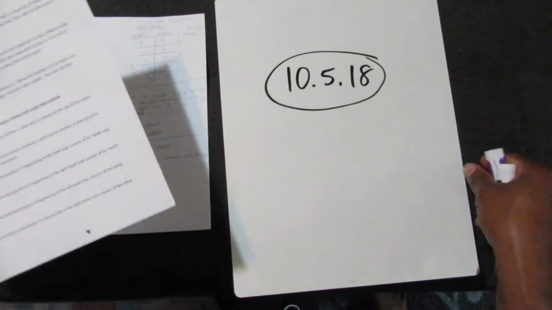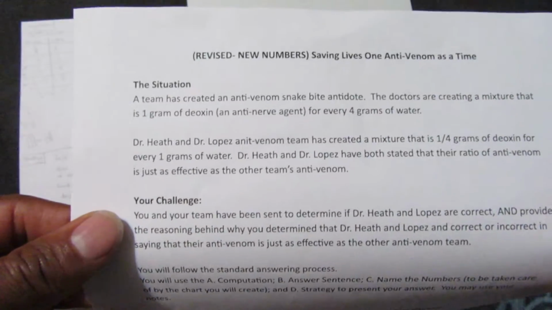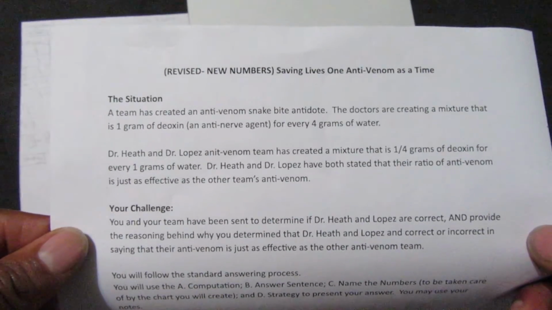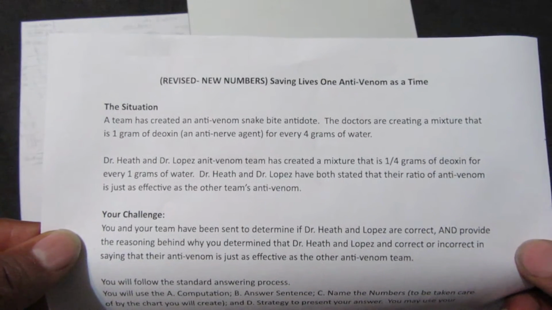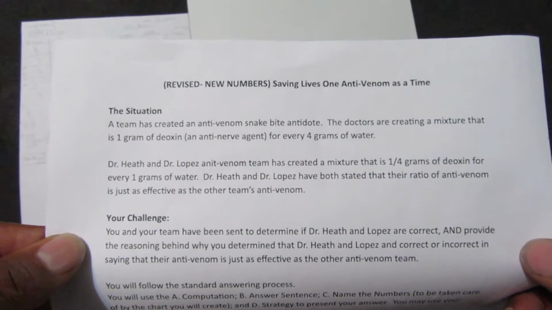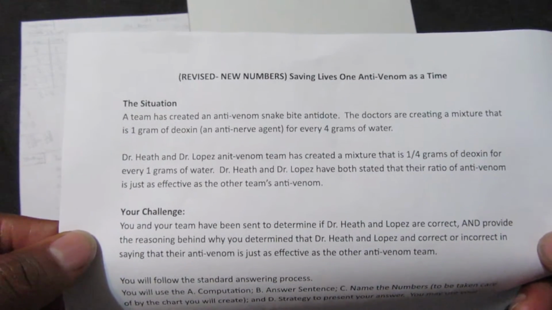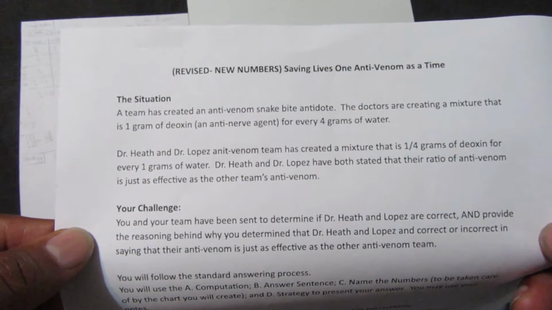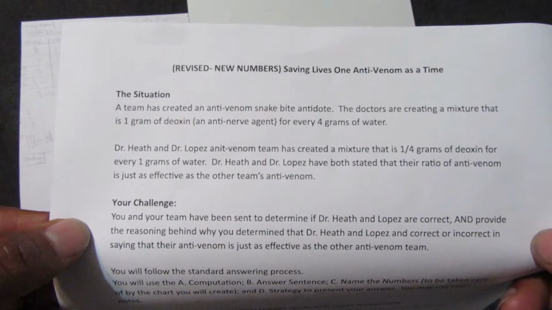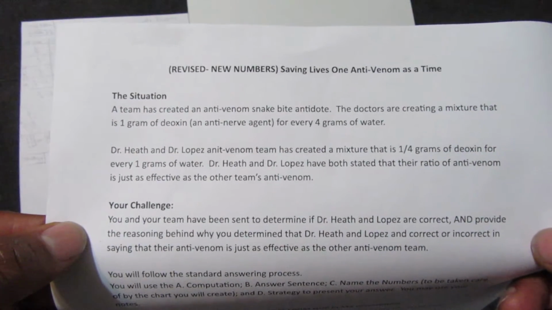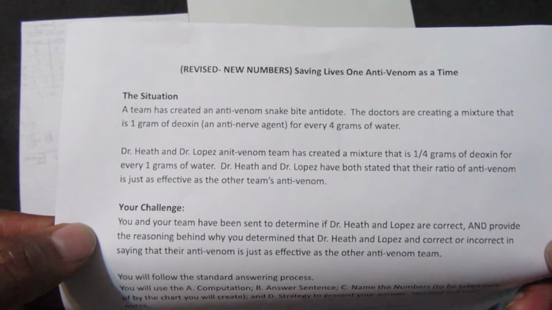Alright, so what we're going to do is take a look at the actual question. So it says, a situation. A team has created an anti-venom snake bite antidote. The doctors are creating a mixture that is 1 gram of deoxin, an anti-nerve agent, I just made that up, for every 4 grams of water. Dr. Heath and Dr. Lopez's anti-venom team has created a mixture that is 1/4 grams of deoxin for every 1 gram of water. Dr. Heath and Dr. Lopez have both stated that their ratio of anti-venom is just as effective as the other team's anti-venom.